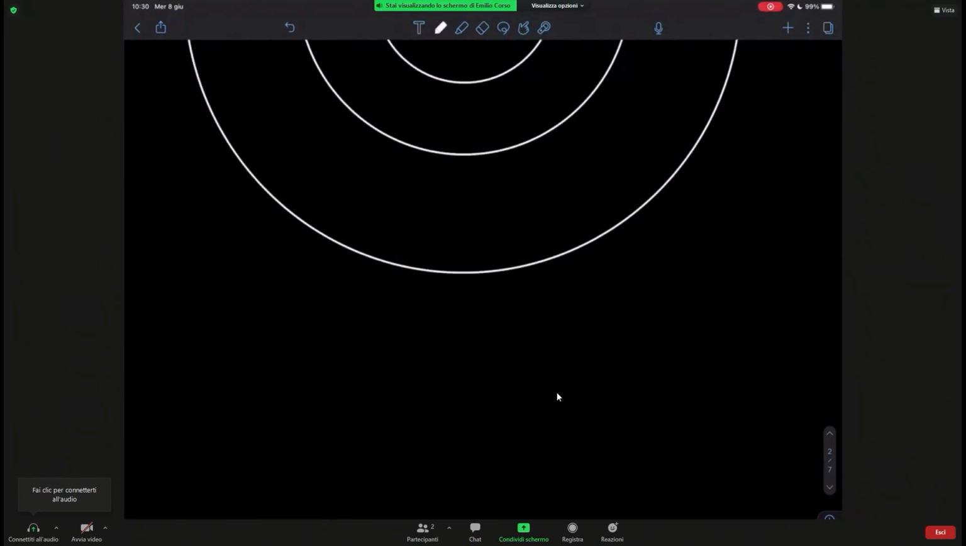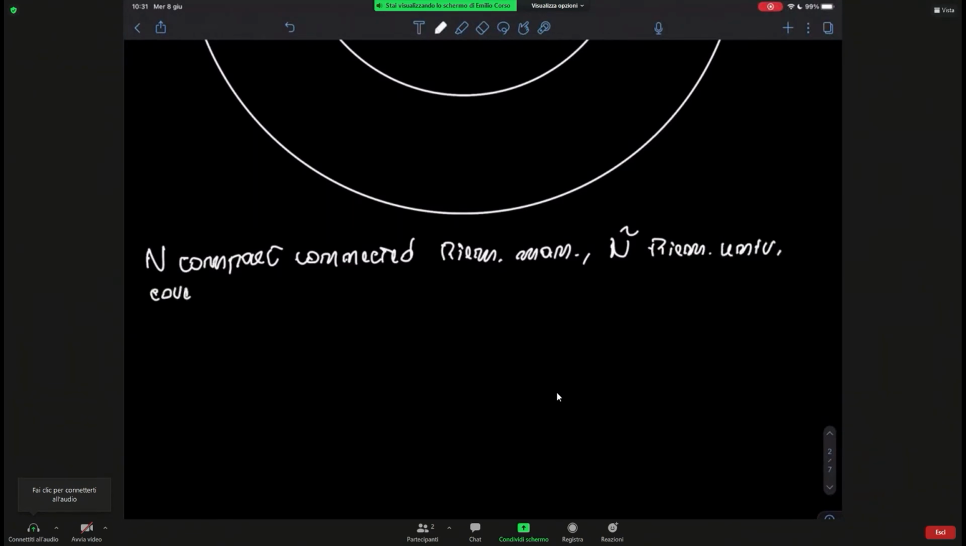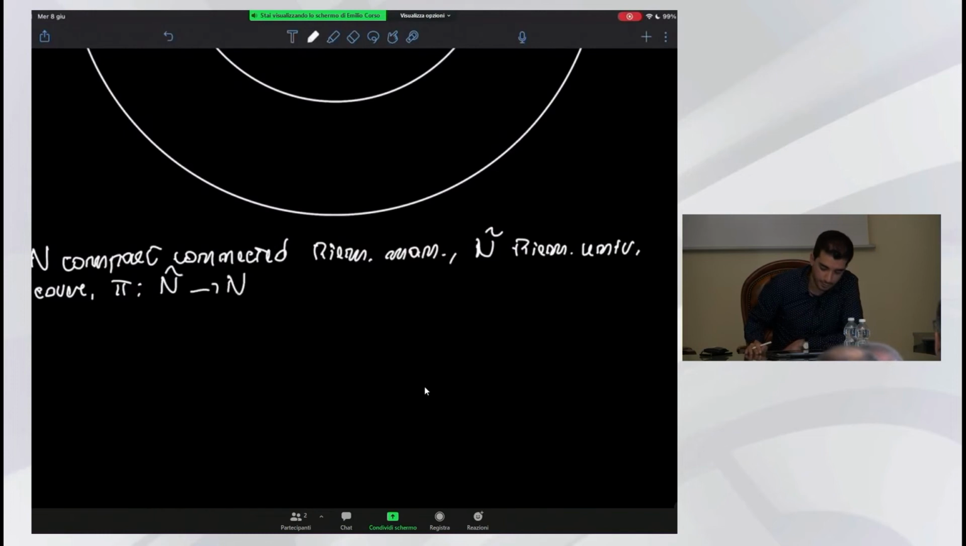So let me start with the general formulation, which is: consider N to be a compact connected Riemannian manifold, and let N tilde denote a Riemannian universal cover, with covering projection, say, denoted by pi, from N tilde to N. So you can imagine that N tilde is the initial ambient space, and N is what results after some folding, according to some projection, according to some procedure.